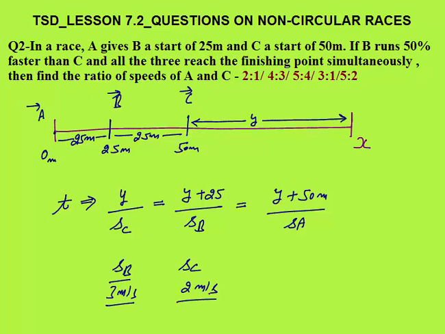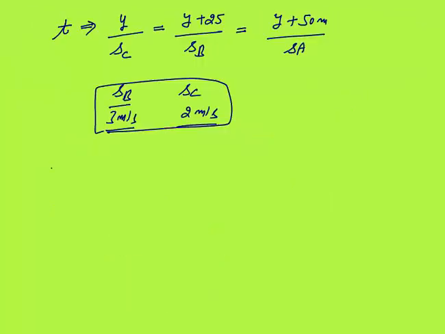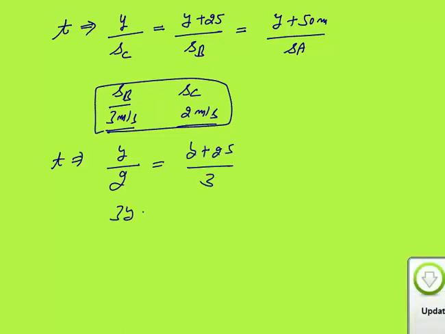Now put the value of B and C in the above equation. I am putting T is equal to y upon SC value. I am putting 2, y plus 25, SB value I am putting 3. So you get 3y is equal to 2y plus 50, y is equal to 50.